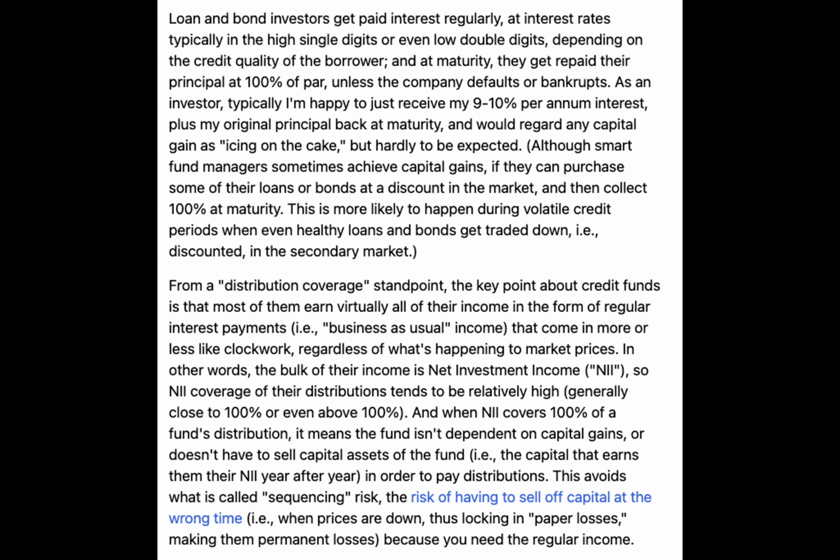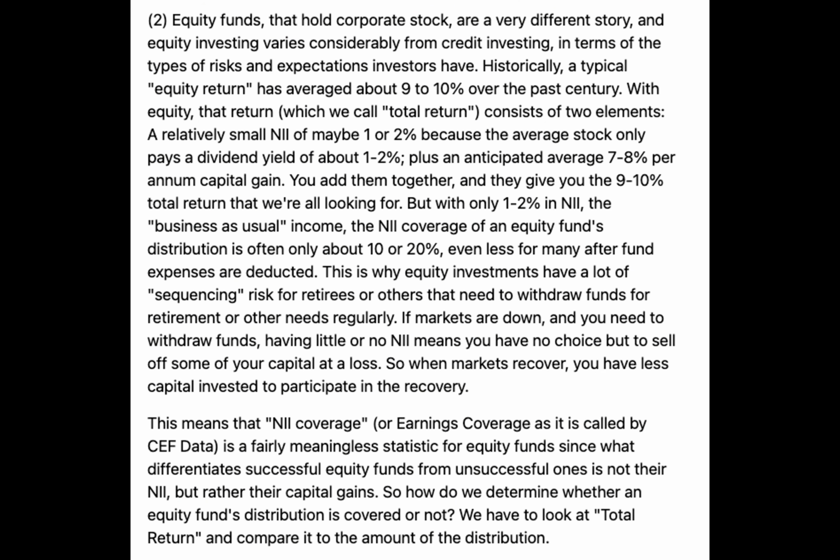And when NII covers 100% of a fund's distribution, it means the fund isn't dependent on capital gains or doesn't have to sell capital assets of the fund, i.e., the capital that earns them their NII year after year, in order to pay distributions. This avoids what is called sequencing risk, the risk of having to sell off capital at the wrong time, i.e., when prices are down, thus locking in paper losses, making them permanent losses, because you need the regular income.